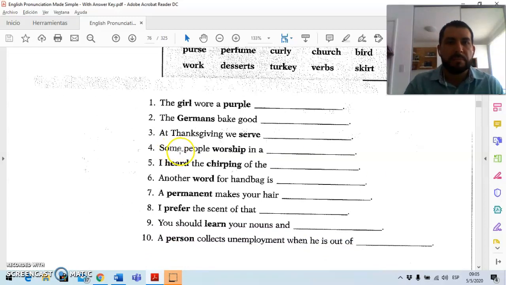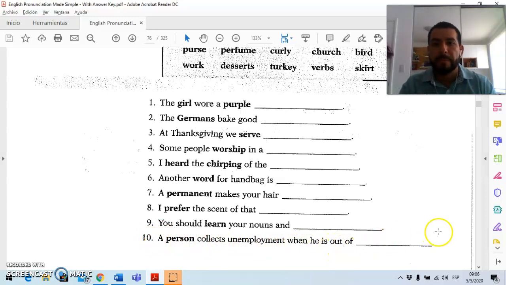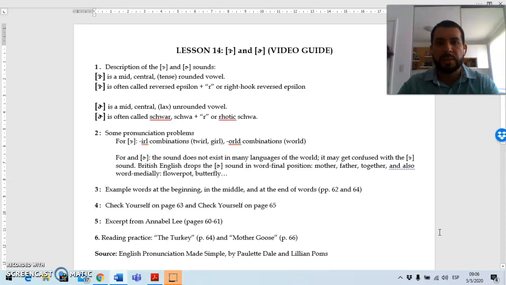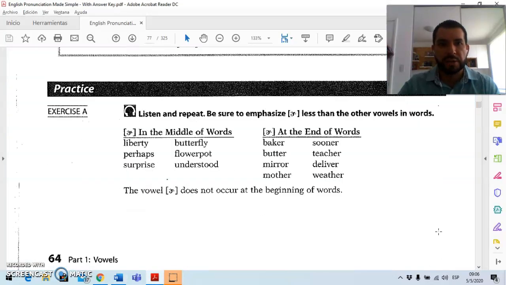Okay, so number 4 says, some people worship in a, you complete the sentence. I heard the chirping of the, number 6. Another word for handbag is, number 7. A permanent makes your hair, this one is not her, but hair with an epsilon, okay? I prefer the scent of that. Of that what? Number 9, you should learn your nouns and probably desserts. Nope, just kidding. You choose the right word. 10, a person collects unemployment when he is out of.